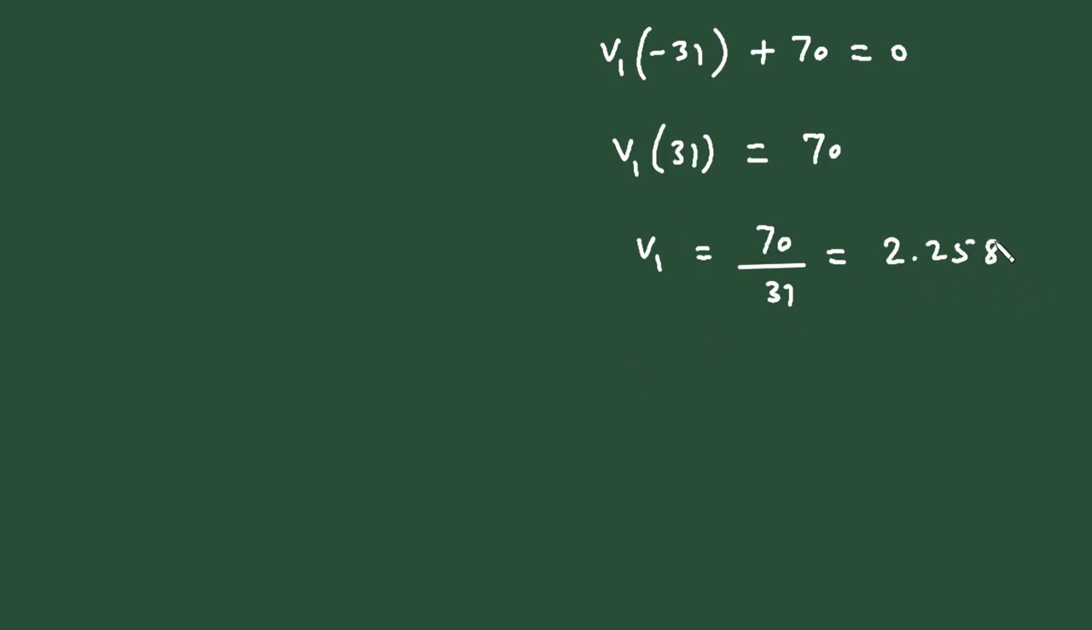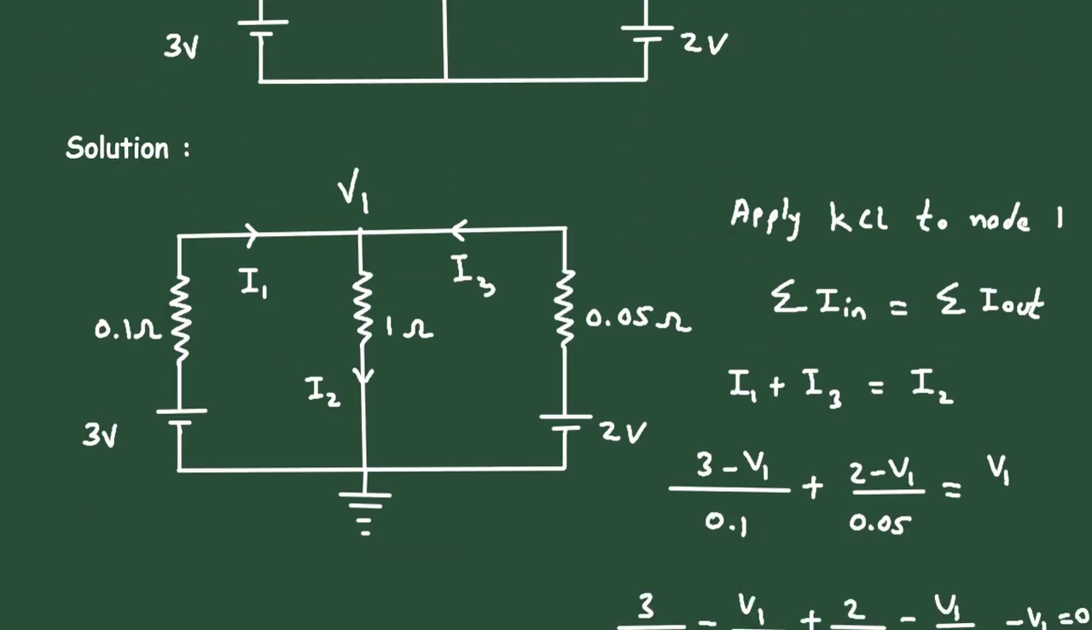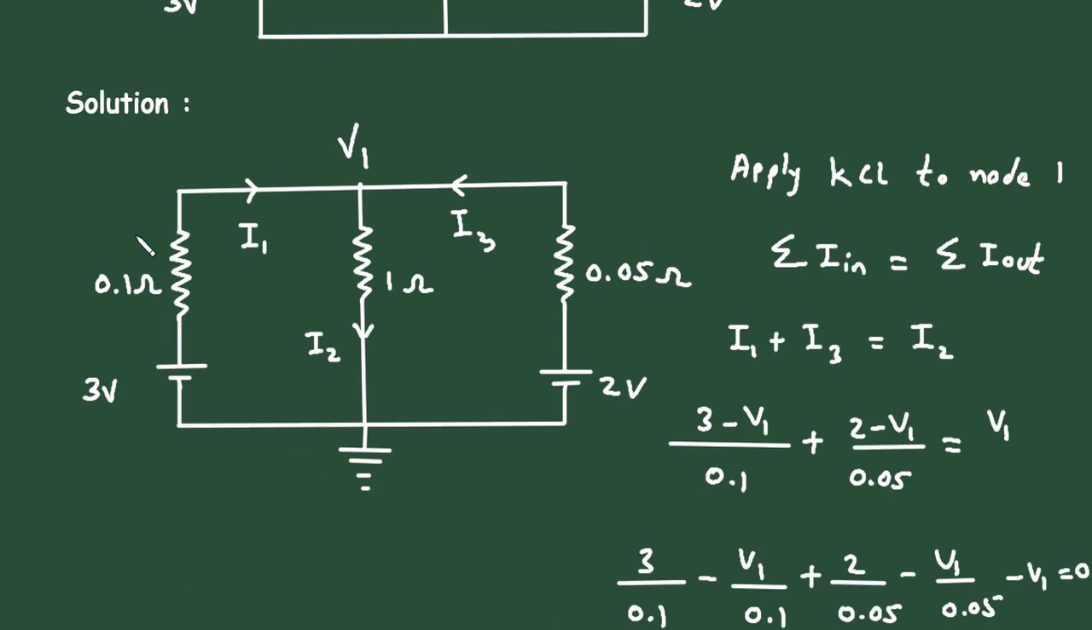2.258, and since it is a voltage, its unit will be volts. So V1 is equal to 2.258 volt. But we have to find the current through this branch, and this branch. That is I1, I2, and I3.